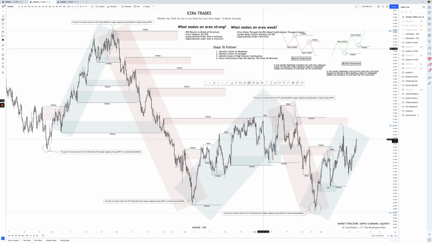Now, areas that are weak. Well, when price wicks through a point of interest, usually that's showing a little bit of weakness. Now, sweeps, usually we'll trade in the opposite direction of the sweep, right? Or we'll trade away from sweeps.